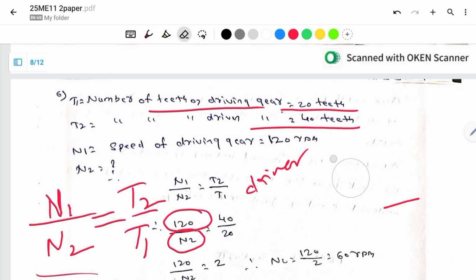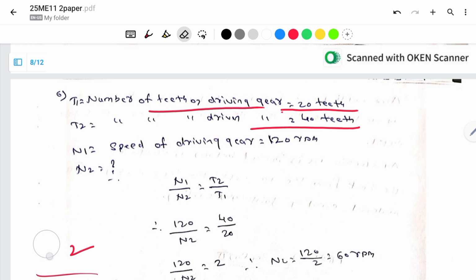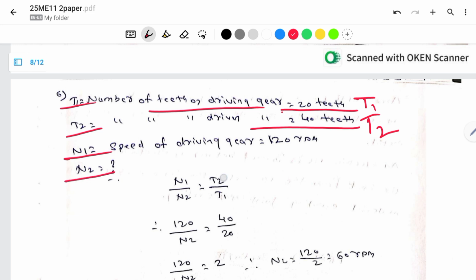Let me make it clear, because if I don't, you will get confused. Here we call this one the driver, and the teeth of the driver we call T1, and the teeth of the driven we call T2. The speed of the driver we call N1, and the speed of the driven we call N2. So this is the formula as I have explained.